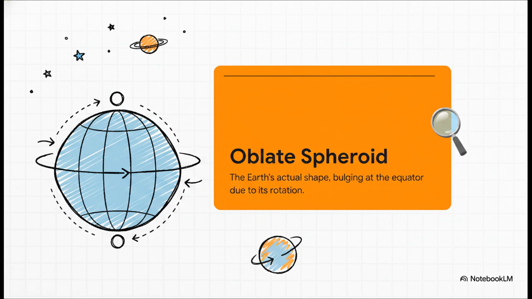Actually, here's a fun fact for you. Because of that equatorial bulge, the peak of Mount Chimborazo down in Ecuador is technically the closest point on Earth to space, not Mount Everest.